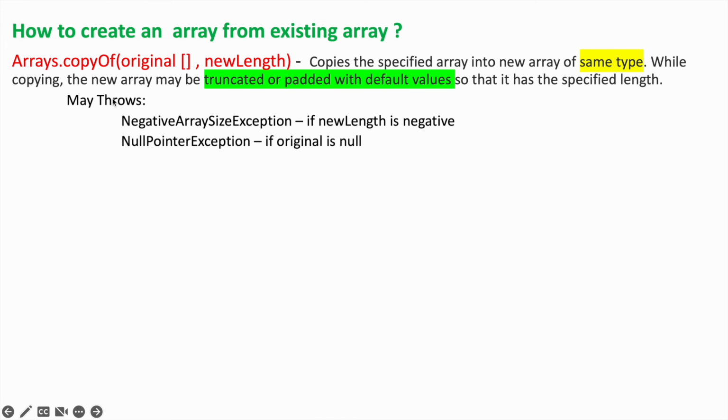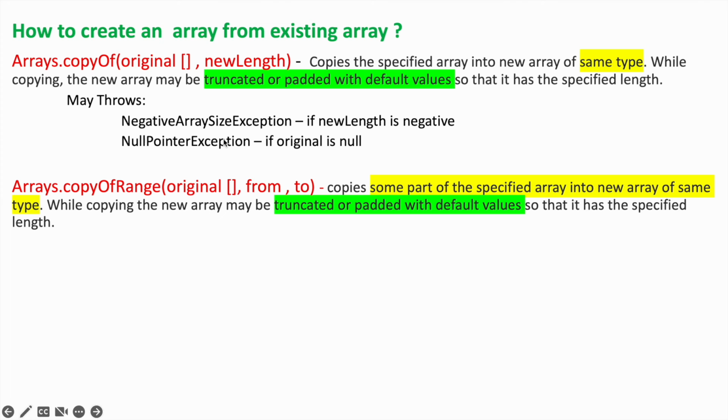This method may throw negative array size exception if the new length is negative. So whenever we are creating a new array, the length or size of the array should always be positive. If you give negative, it will give negative array size exception. And also whenever we are trying to copy the existing array, the existing array should not be null. If it is null, we cannot copy, and we will get null pointer exception.